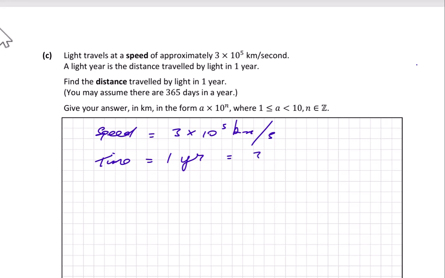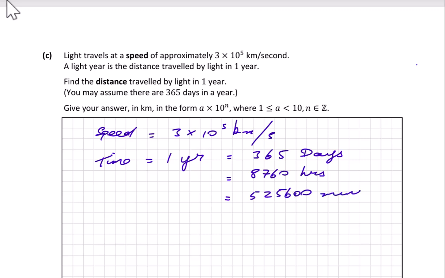So 1 year is 365 days. I want to change that into hours, so you multiply 365 days by 24. If you multiply 365 by 24, you get 8760, and that's hours. Now we want to change hours into minutes, so multiply that by 60. There are 60 minutes in an hour. If you do that, you get 525,600, and this is minutes.